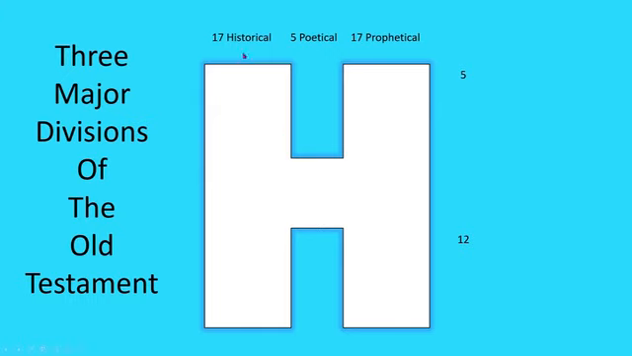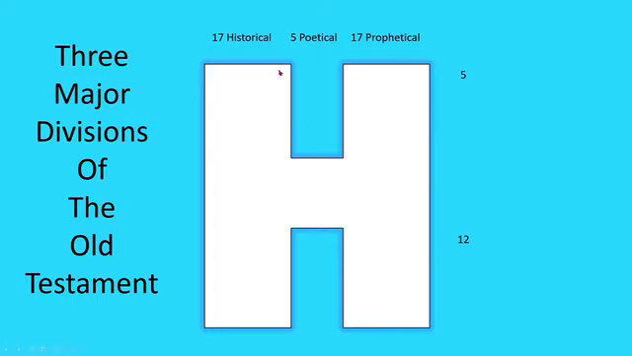The first 5 books are the law, also called the Pentateuch. And then we have 12 other historical books. We have 5 poetry books. We have 5 major prophets. And then we have 12 minor prophets.